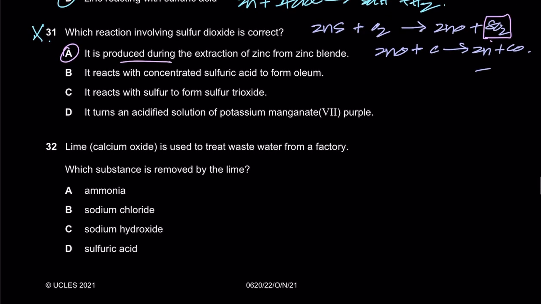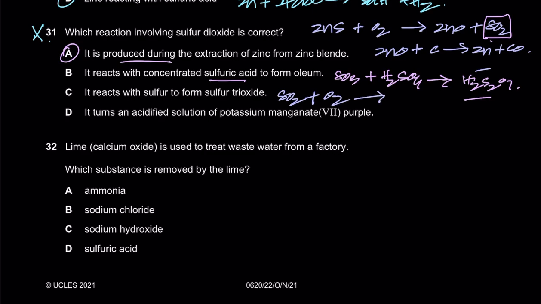It says it reacts with conc. sulfuric acid to form oleum. No, SO3 does; this is also removed. SO3 reacts with H2SO4 to give you H2S2O7, which is the fuming thick liquid called oleum. And you react this oleum with water to give you 2 moles of sulfuric acid. It reacts with sulfur to form sulfur trioxide? No, sulfur dioxide reacts with oxygen to form sulfur trioxide, and that's the reversible equation that is only left in your course.